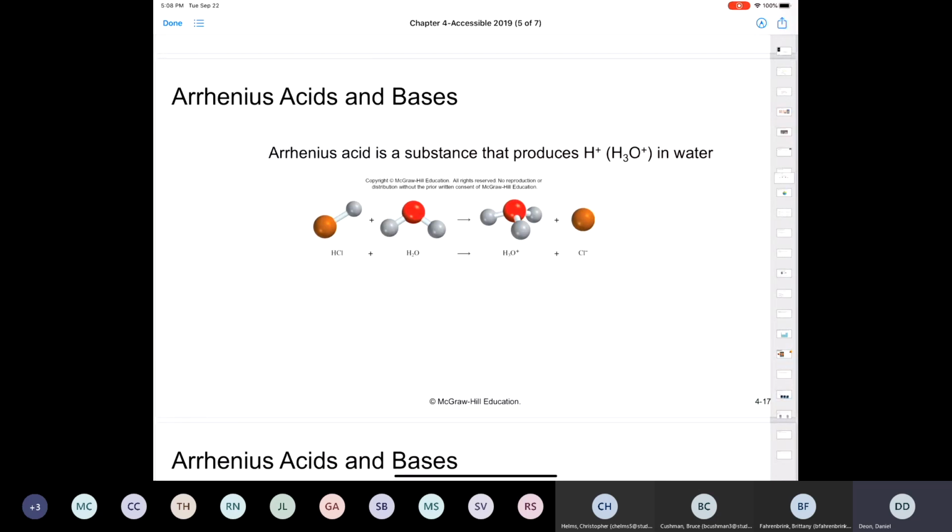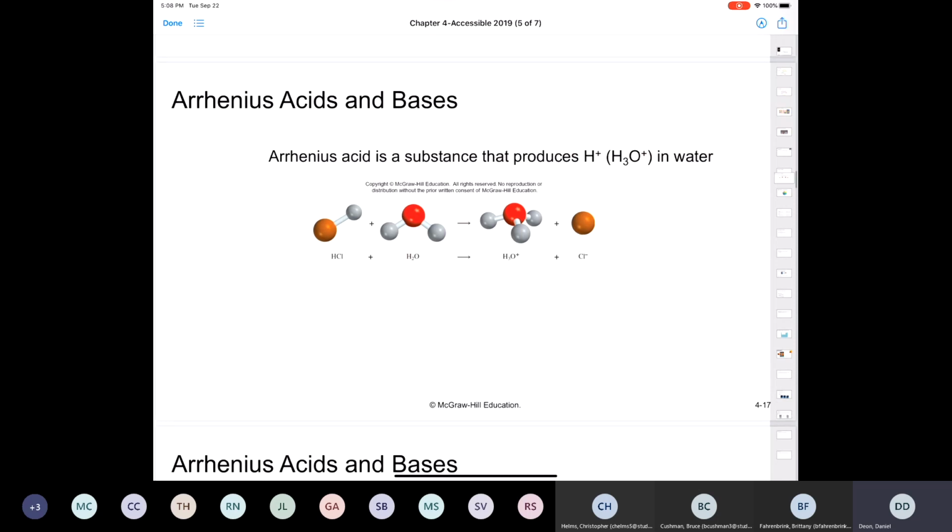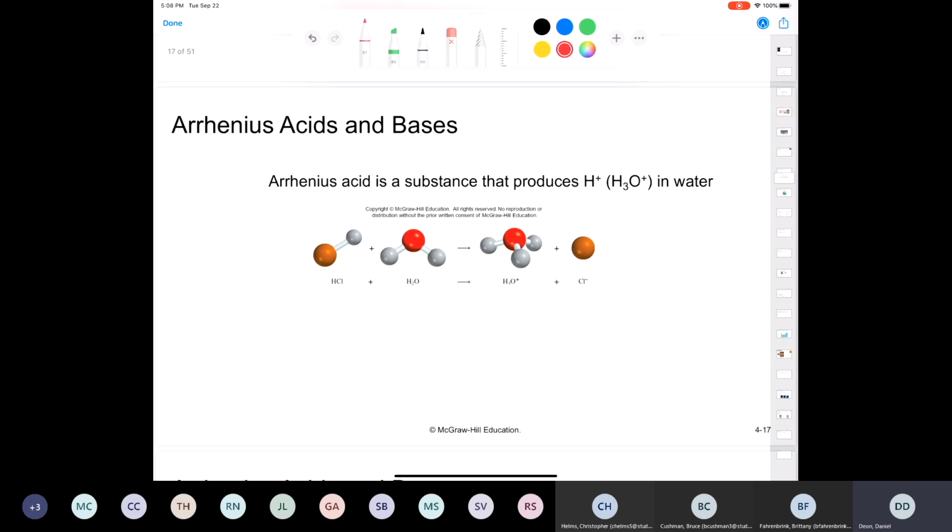The first scientist to come up with the definition of acids and bases that was widely accepted is Arrhenius. So this is Arrhenius acids and bases. And you need to know that Arrhenius said that an acid is a substance that produces H plus in water. Now you notice here that we have a hydrogen ion. We call it a proton, right? We call H plus a proton.